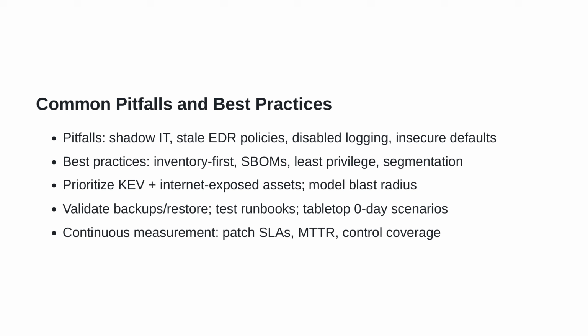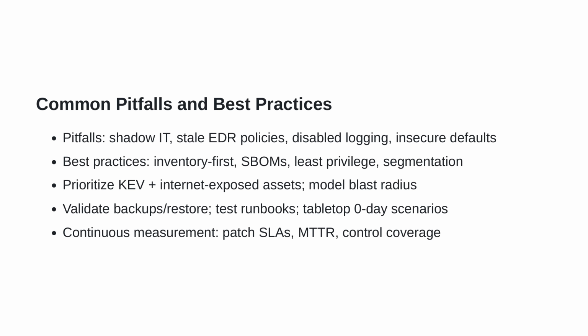This slide calls out the traps that quietly expand your attack surface and the habits that keep it in check. Common pitfalls first. Shadow IT introduces unmanaged apps and services. Regularly reconcile asset scans with identity, DNS, and SaaS logs to surface rogues.